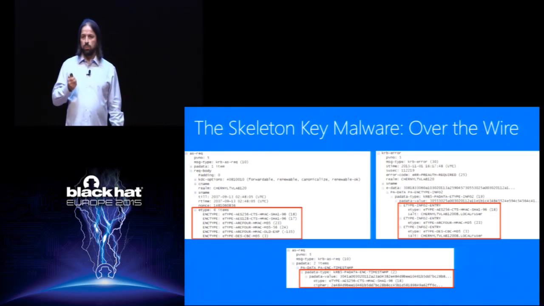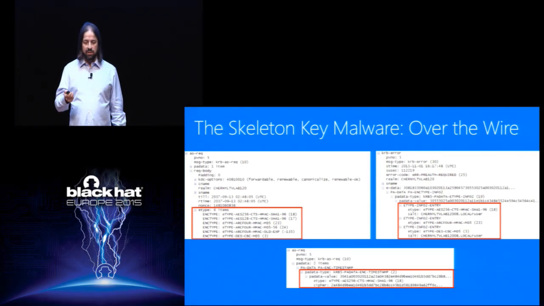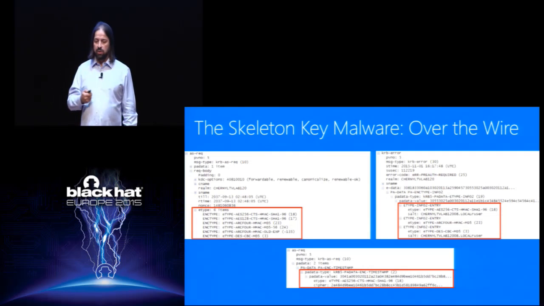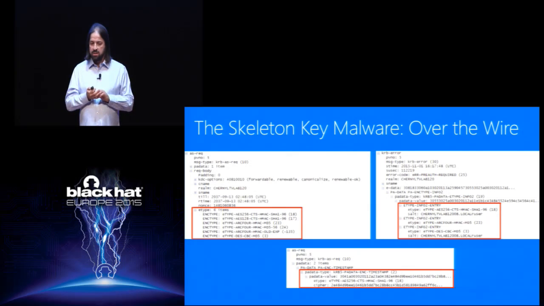This is how it looks over the wire. This is before the domain controller was infected with the skeleton key. Client sends all the encryption types. Domain controller responds with all of them. And the client sends the timestamp encrypted with AES.